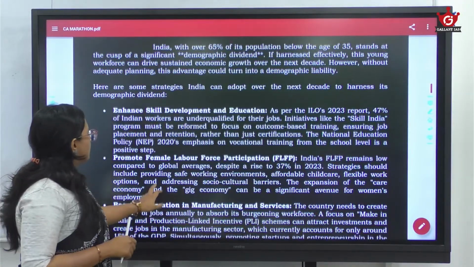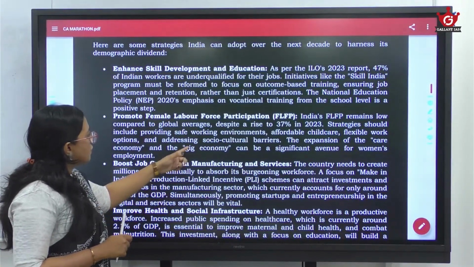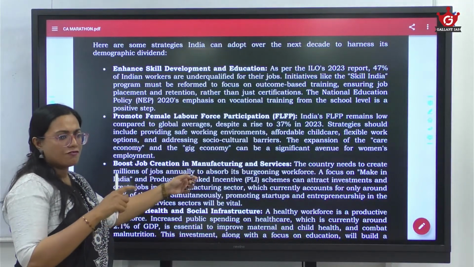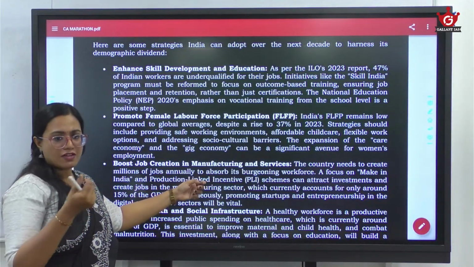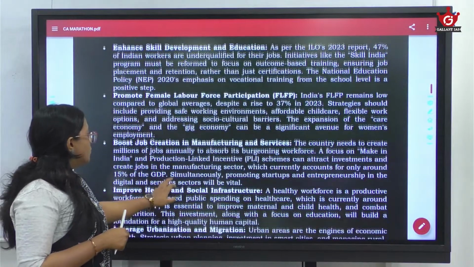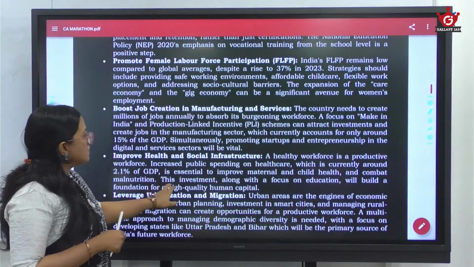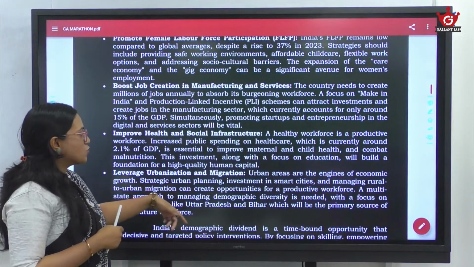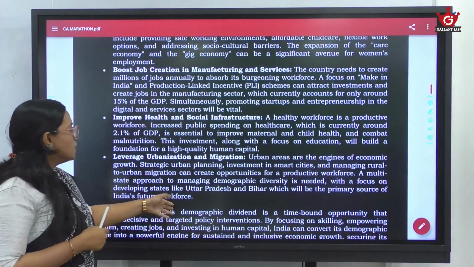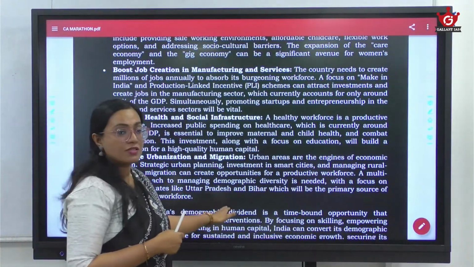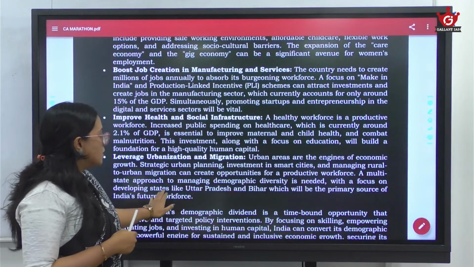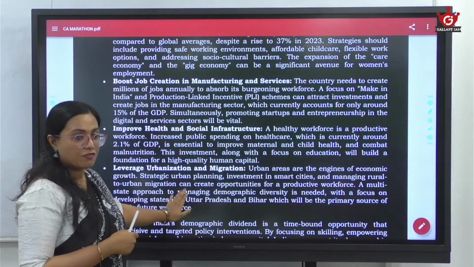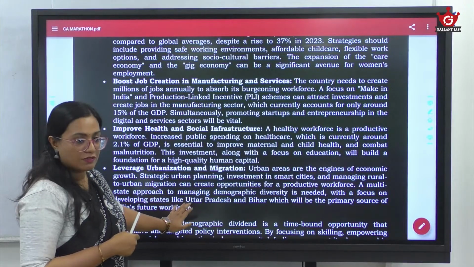Okay. Enhance skill development and education, promote female labor force participation. Whenever you make out such things from any government data, facts and figures should be there. Boost job creation in manufacturing and services. Then improve health and social infrastructure. Leverage migration and urbanization. So these are the strategies which you should adopt to make use of the demographic dividend. Okay.